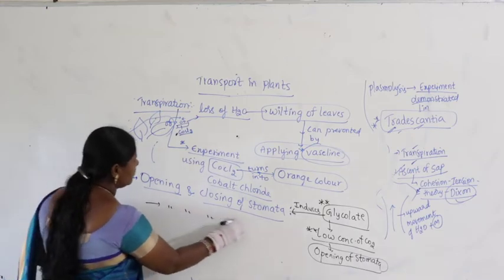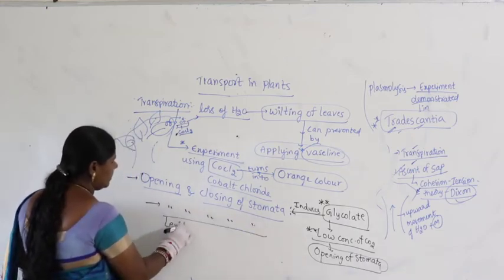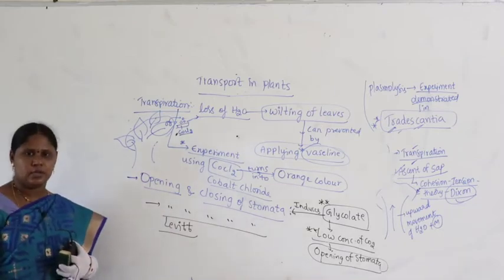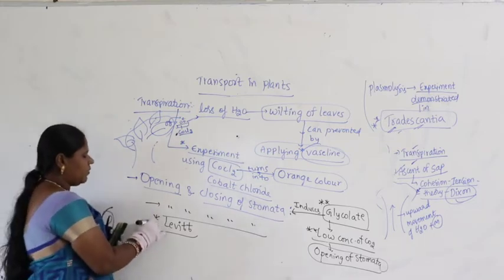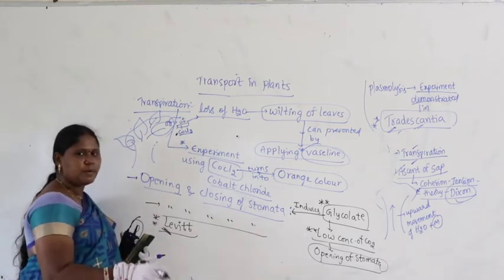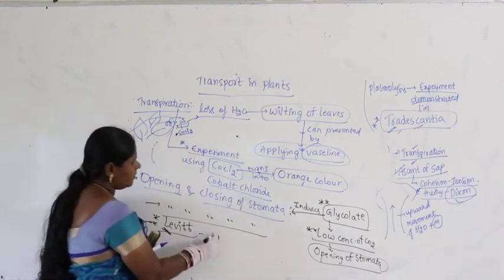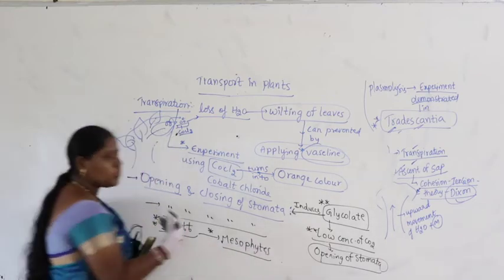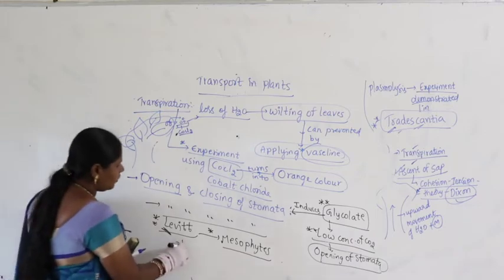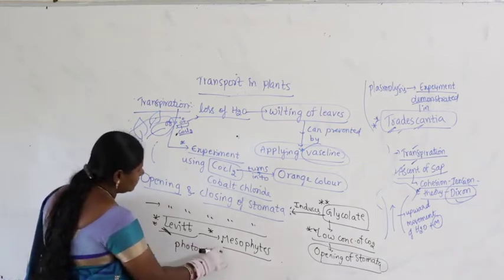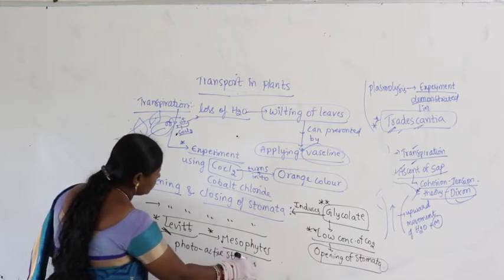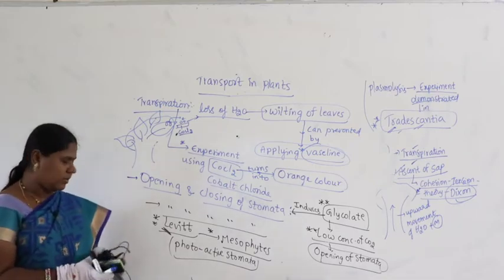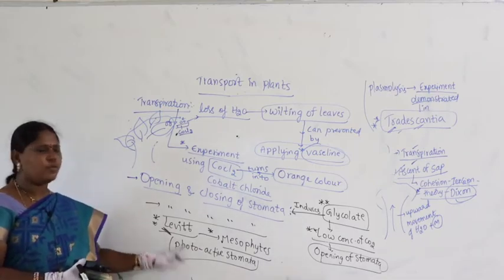Right. Now, apart from this, the opening and closing of stomata was explained by the scientist Levitt. What you call the K plus pump theory, H plus active transport theory, yes or no? It was explained by Levitt. Remember, he did the experiment in mesophytes. That is why the type of stomata is called photoactive stomata. He studied, observed and did experiments on photoactive stomata, but not the scotoactive stomata.